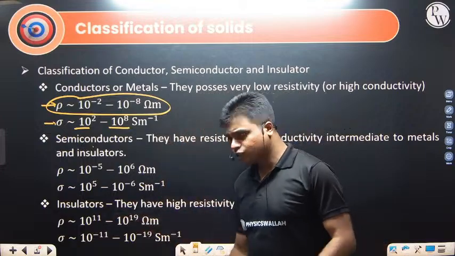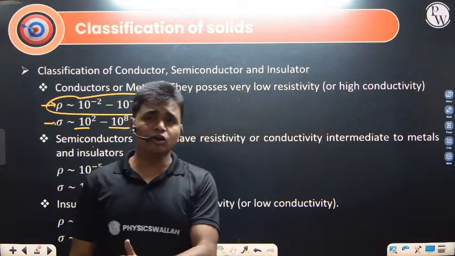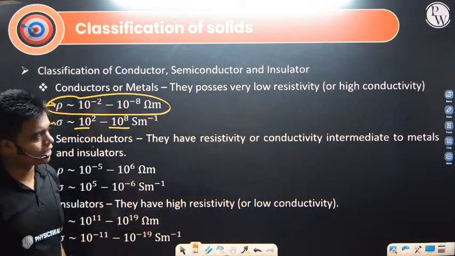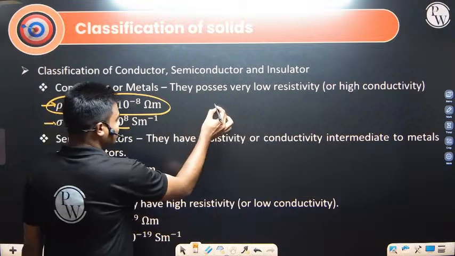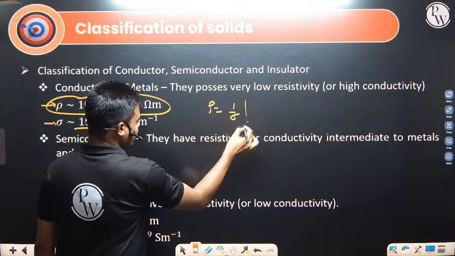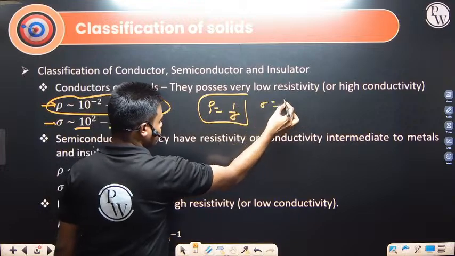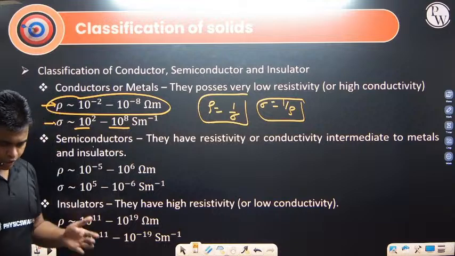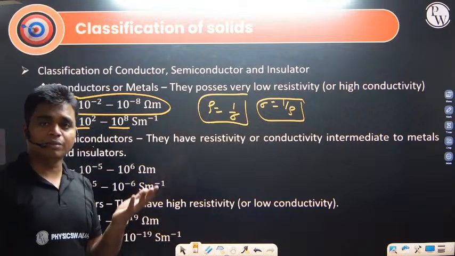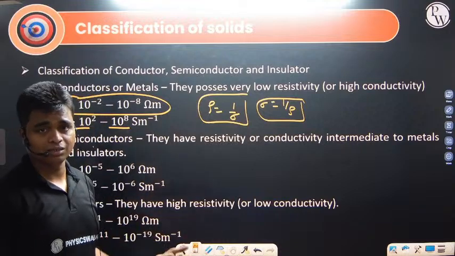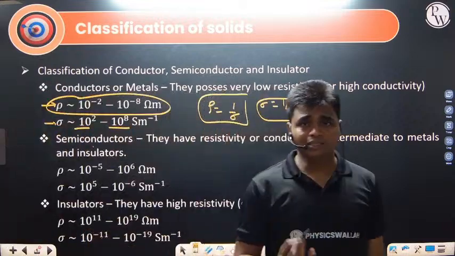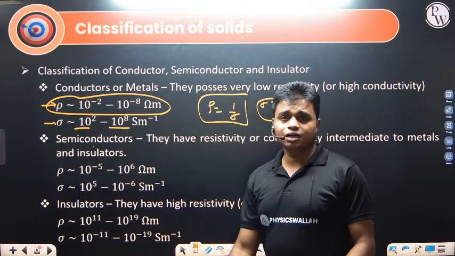Next, insulators. Insulators are the materials which do not conduct electricity, meaning they have a high value of resistivity and a low value of conductivity. We have the relation that resistivity is 1 by conductivity, or vice versa, conductivity is 1 by resistivity. So both are reciprocals of each other. We can have plastic, rubber, wood. These are the insulators. Non-metals are insulators, metals are conductors.